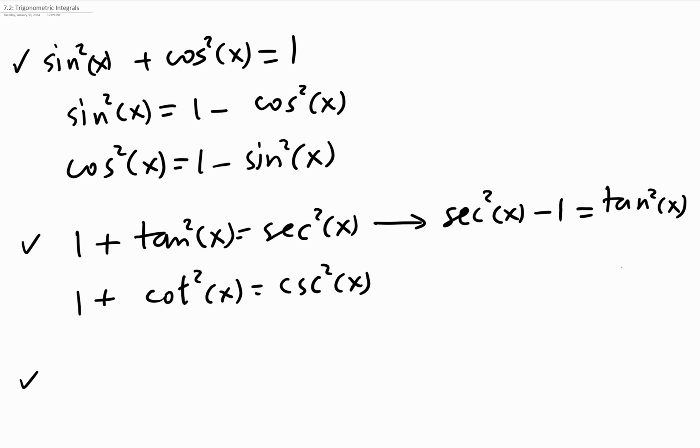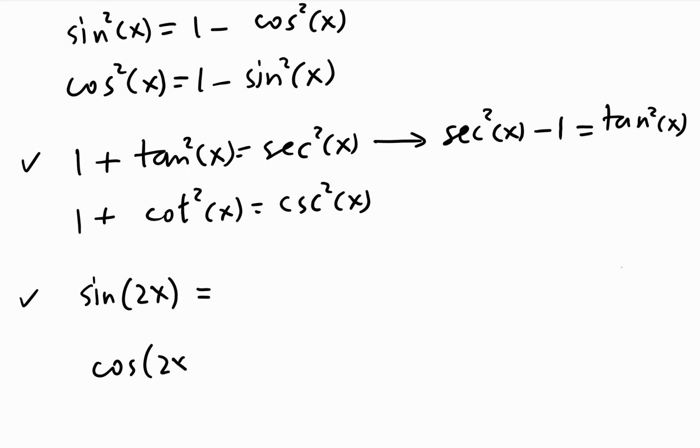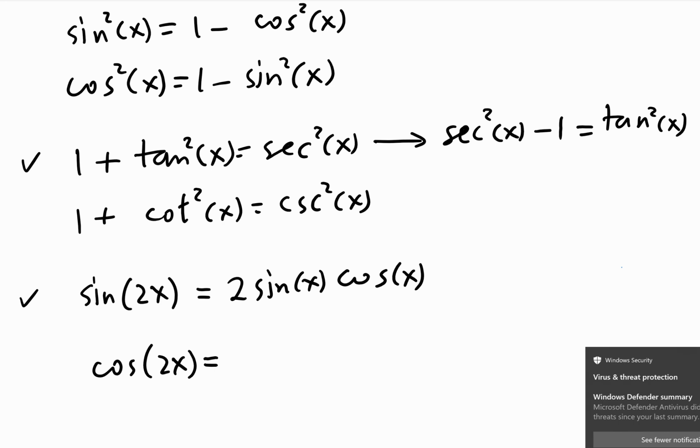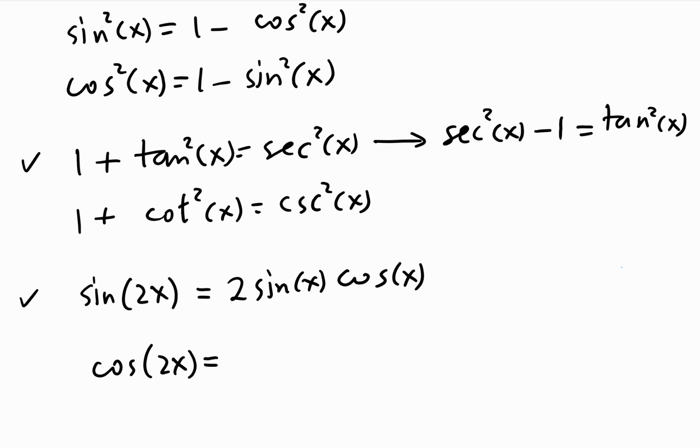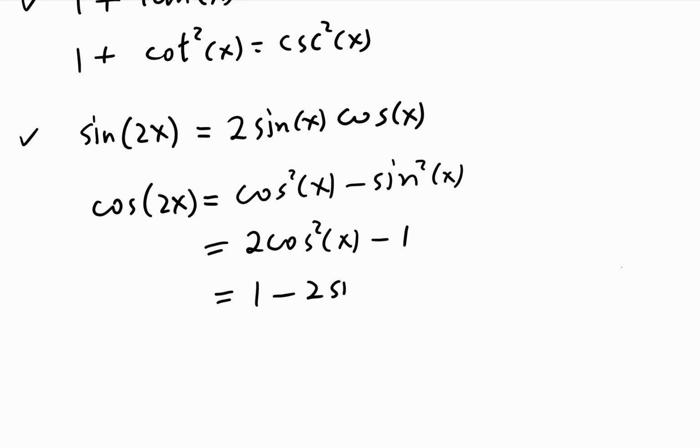We also need the double angle formula for sine 2x and cosine 2x. For the first one is 2 sine x cosine x. This one has 3 formulas. First formula is cosine square x minus sine square x, or 2 cosine square x minus 1, or 1 minus 2 sine square x.